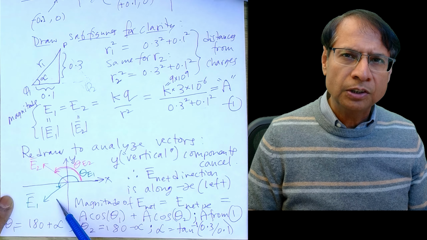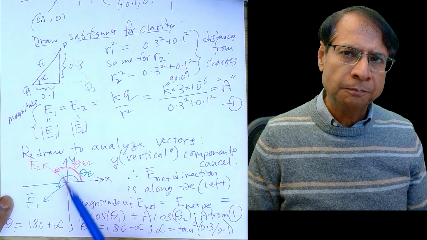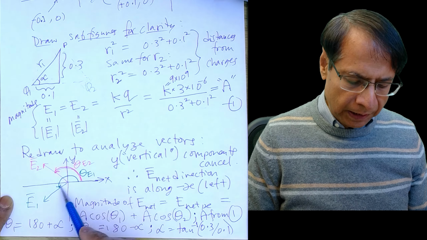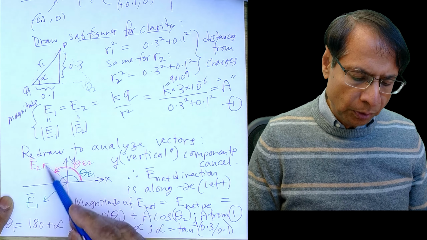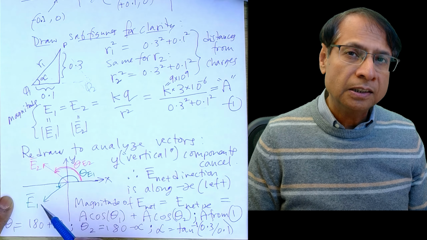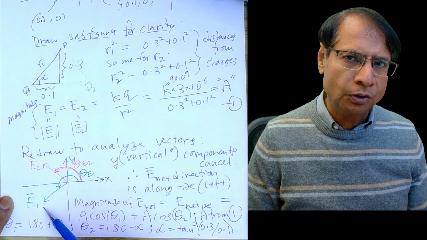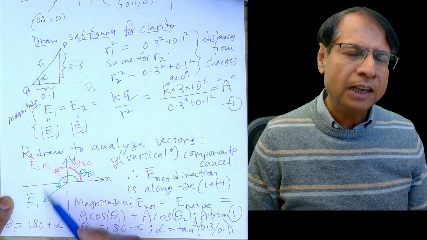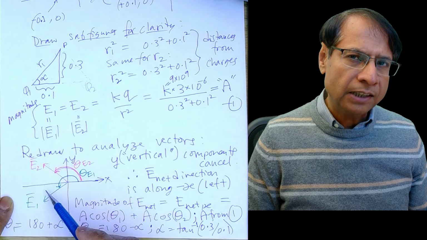Here's your E2 and your E1 redrawn with the tails of the vectors at the origin of the x and y axes. And then here they are. It's symmetric. The y component of this and the y component of this are the same, but they are opposite in sign. This is positive and this one over here is negative. So the y's will cancel out. As a result, only the x will not cancel.